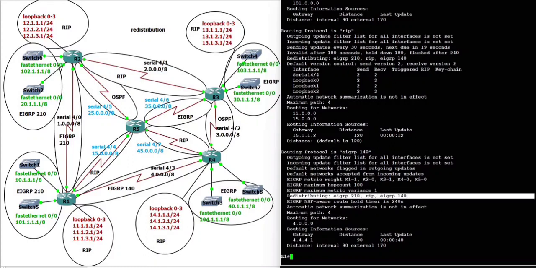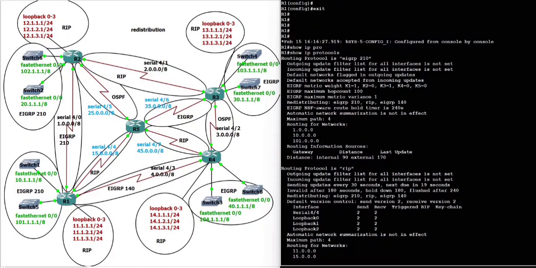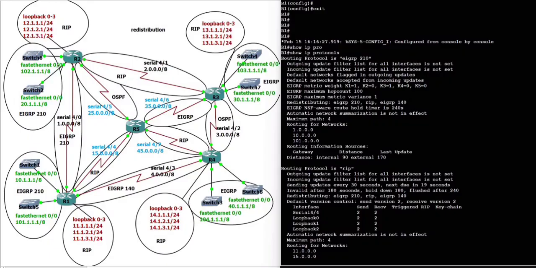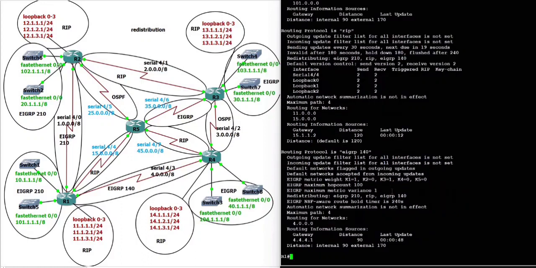Sorry. Okay. Here in EIGRP 210 redistribute EIGRP 140. In RIP here redistributing EIGRP 210 and EIGRP 140.